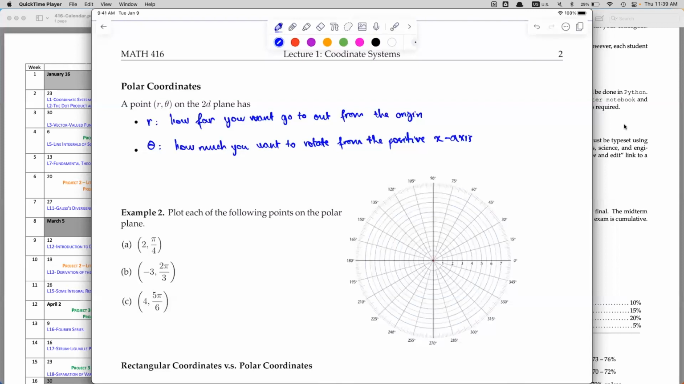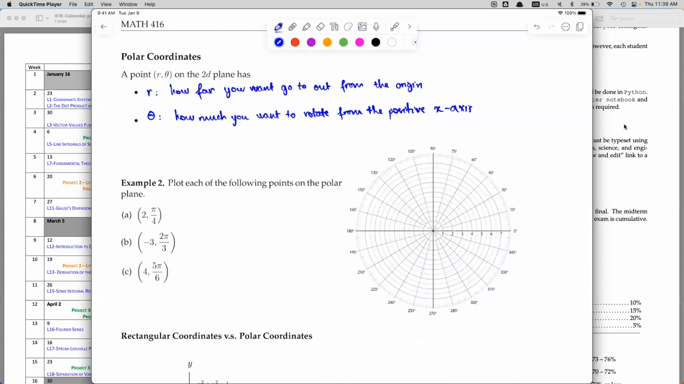So here I have some points that we can play around with. The first point is (2, pi/4). That means the radius is equal to 2 and theta is equal to pi over 4. You have different circles on the polar graph. Each circle has a different value for the radius. The first circle has radius 1, the second circle is radius 2, the third circle is radius 3, and so on and so forth. But you have to be careful when you look at a polar graph because they may scale differently.